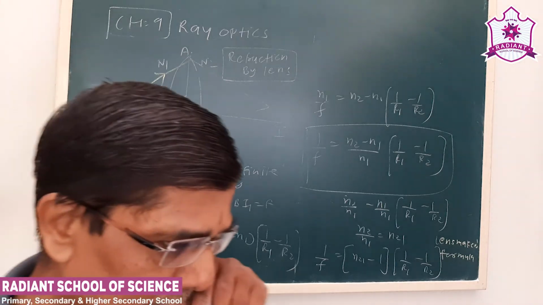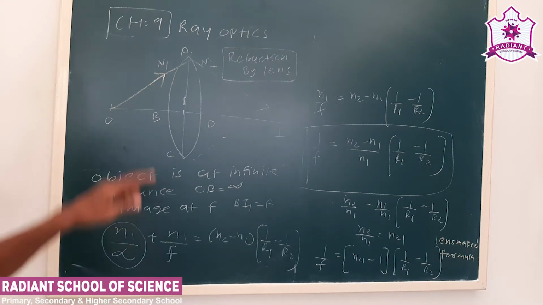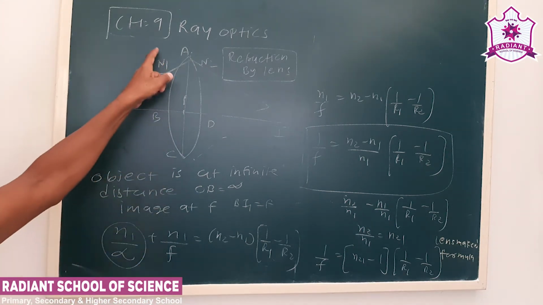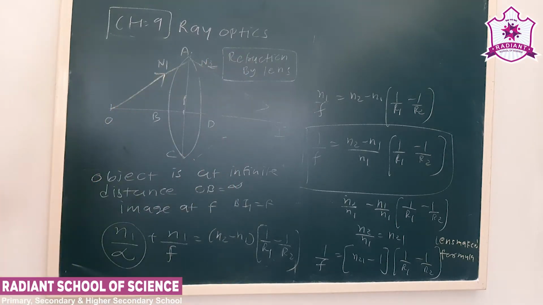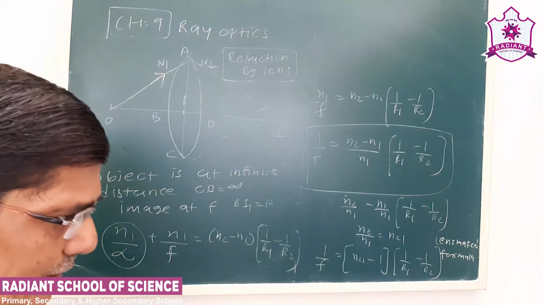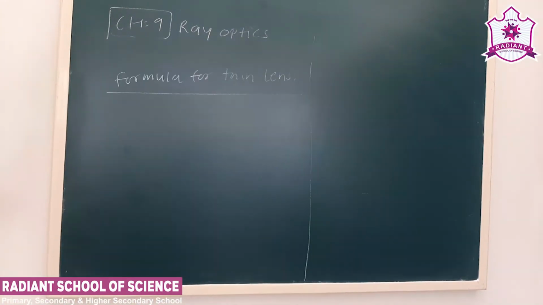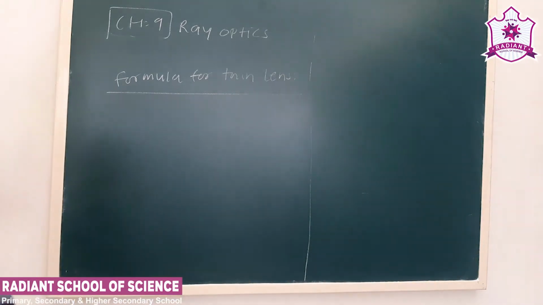Now this is a very important question, we should keep in mind. See here what we have seen. We have shown the refraction taking place from the ABC surface, that is n1, and then we have shown refraction taking place from the ADC surface, that is n2. This is how we can derive the formula for the lens. Now see, we have derived the equation of refraction through the lens.